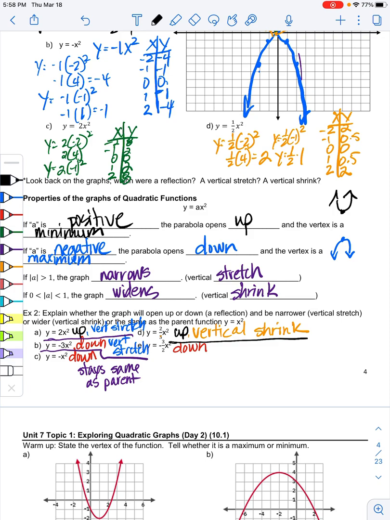And this last one, this one's kind of tricky. It's a fraction, but if you look at the fraction, it's 3 over 2, which is 1.5. That's bigger than 1. So even though it's a fraction, it's over 1. So this is a vertical stretch.